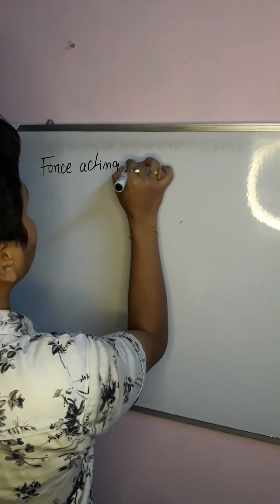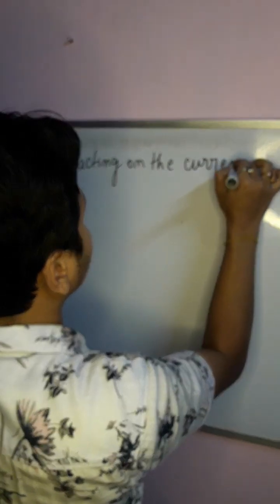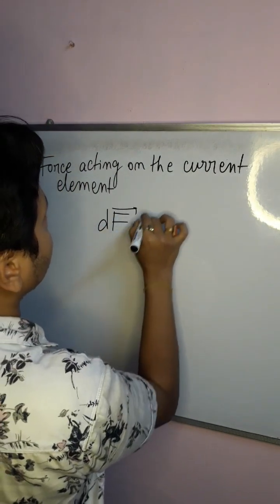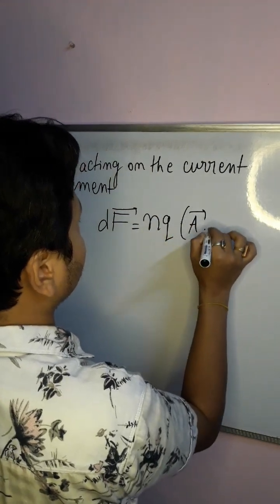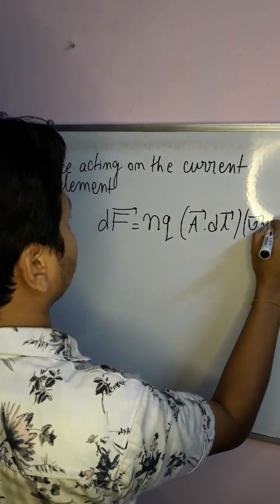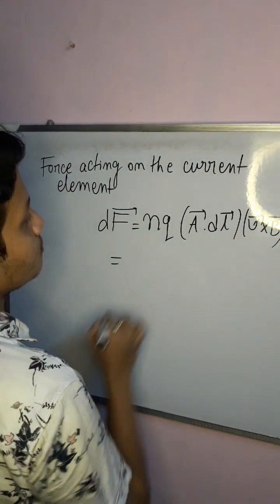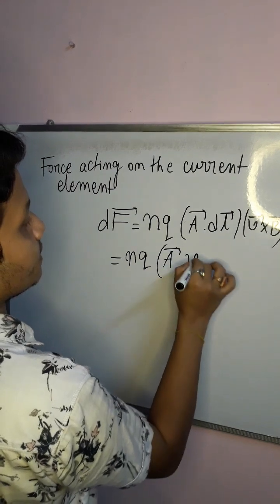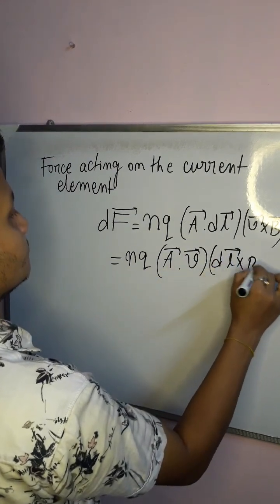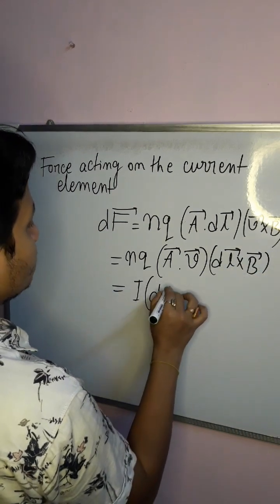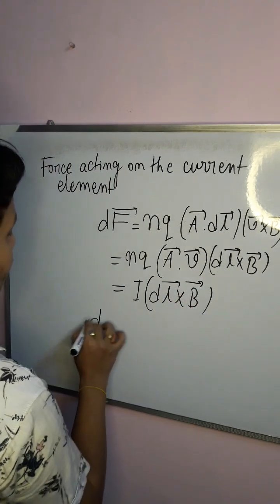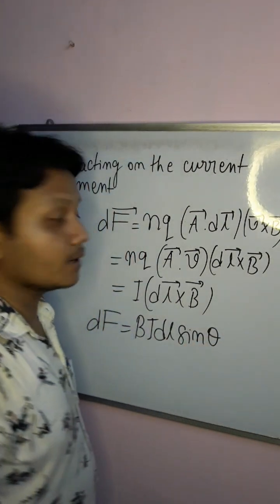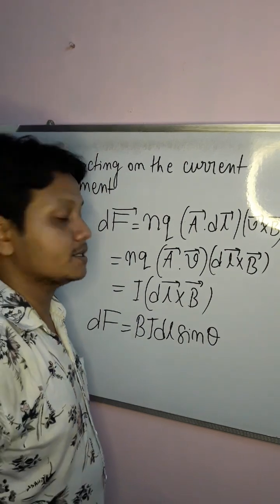If we call the force acting on the current element dF, simply multiply nq A dl v cross B. We can interchange it: v means dl by dt, and that dt we can put here, so we can interchange this. This is the current I, so I into dl cross B. Or if we take the magnitude, dF is BI dl sin theta. So this is the force acting on a current element placed in a uniform field.